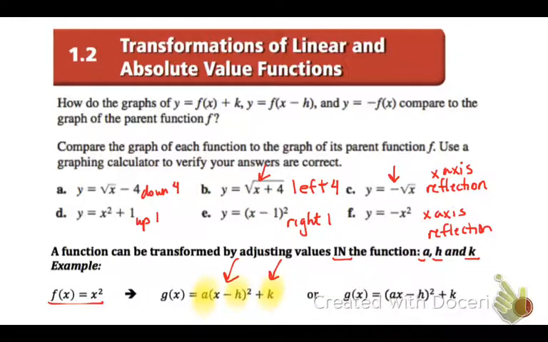Sometimes A values aren't multiplied at the front of the function, but rather just inside by the input, and that is a different kind of transformation, which we'll talk about later in this video.